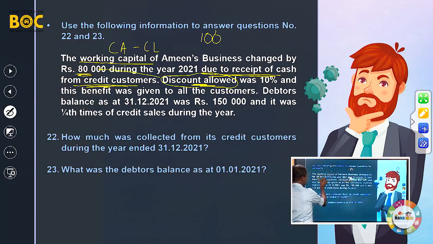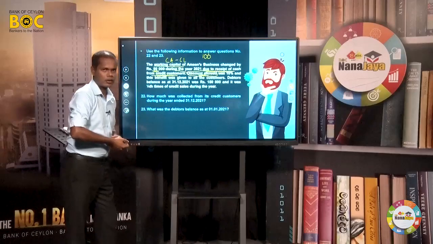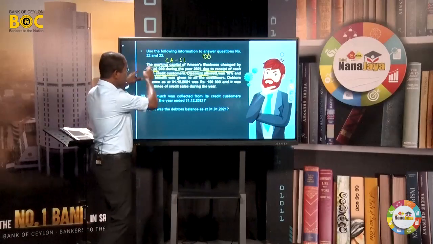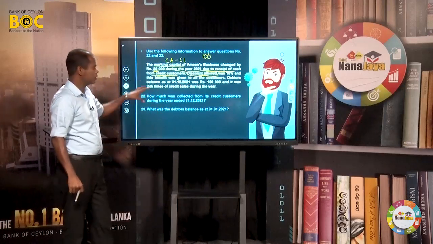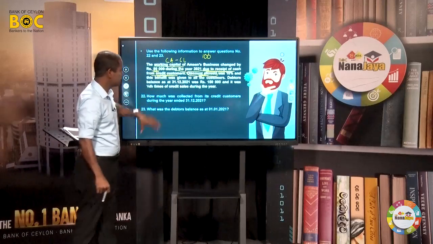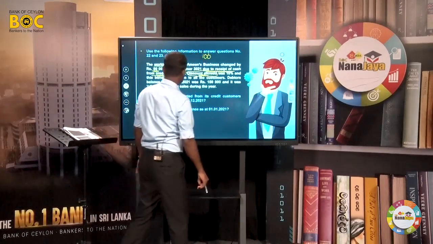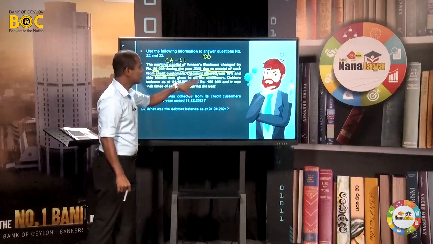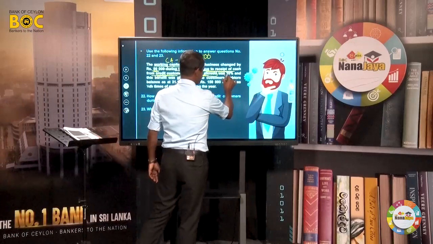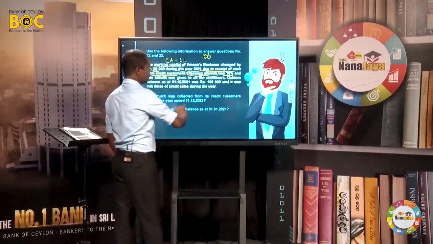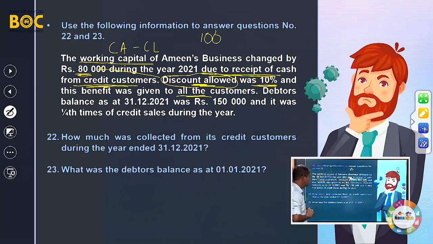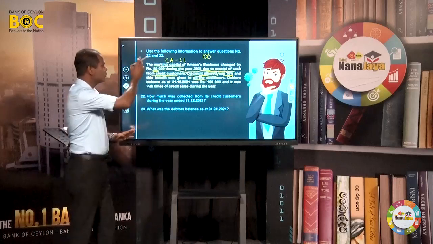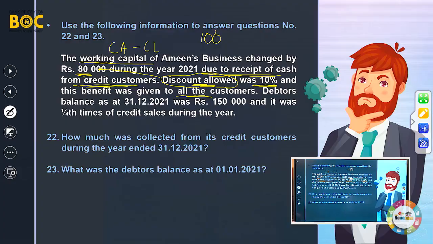This is your discount allowed, and it was 10%. This 10% is 80,000. Discount allowed 10%, that is 80,000 rupees. And that benefit was given to all customers. This 10% benefit you gave to all customers.